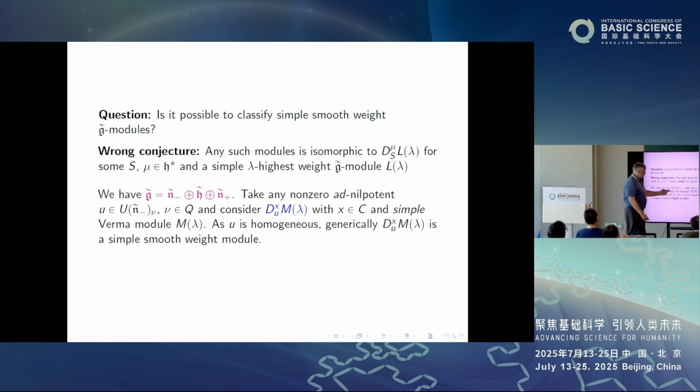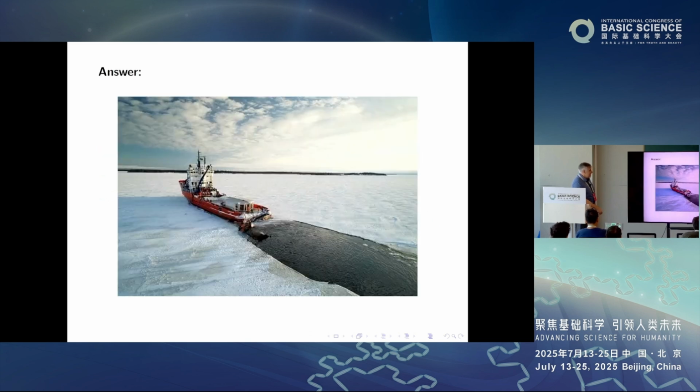So if we start with a simple Verma module and apply this functor, we will get a simple module which is very wild. Generically it will be simple and not isomorphic to the ones that we have from above. So unfortunately the conjecture is wrong, and the answer to the question is like that. No matter how deep you dig a hole in the ice, you still have infinite ice in front. So there is no hope, at the moment at least.